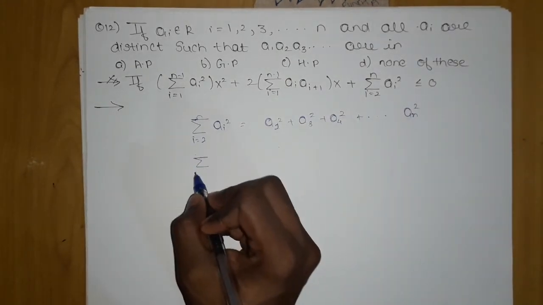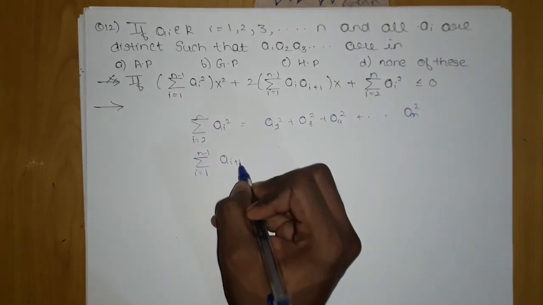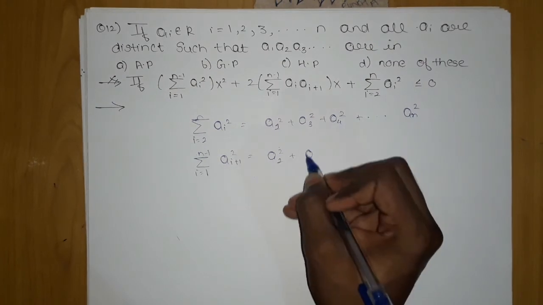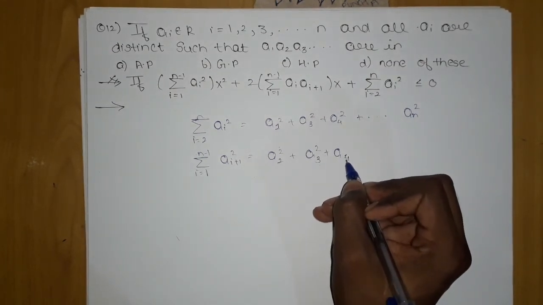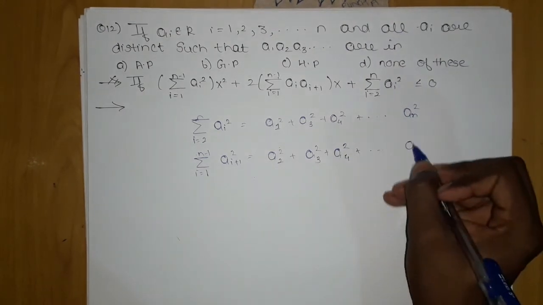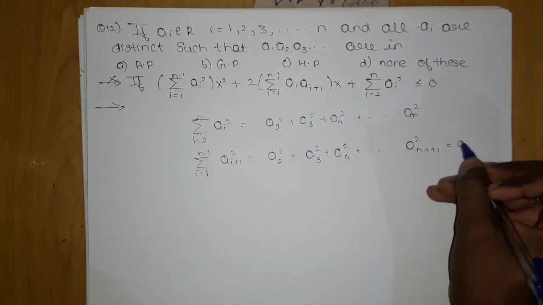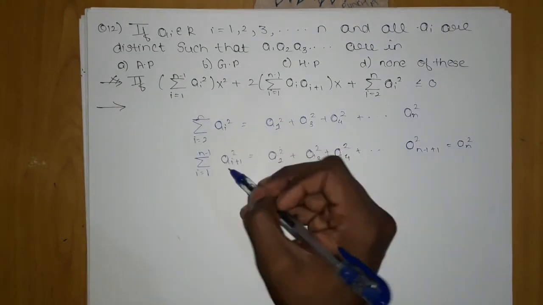Now can I write it like this: summation i equals 1 to n minus 1, a_(i+1) the whole square. Here if I put 1 I get a2 square, if I put 2 I get a3 square, if I put 3 I get a4 square, like that and so on. And if I put n minus 1, I get a_n square. So all the things are the same, so I can replace this by this.